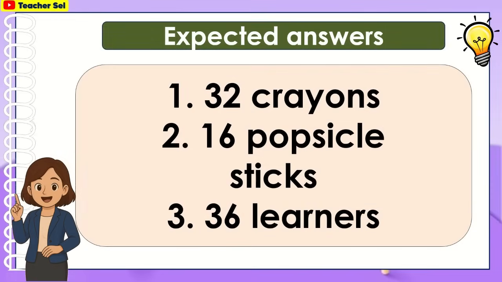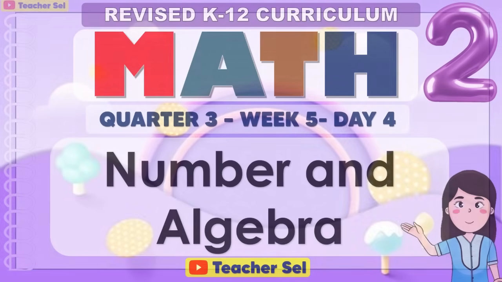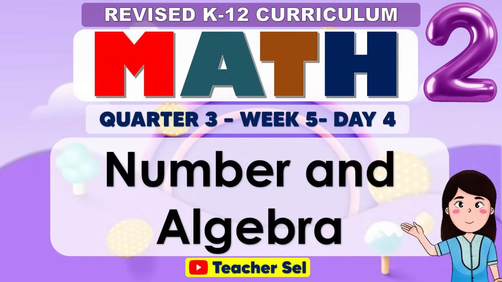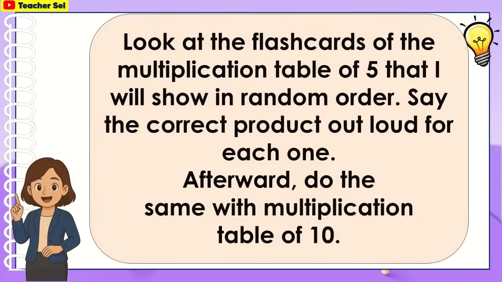Here are the expected answers. For day 4, look at the flashcards of the multiplication table of 5 that I will show in random order. Say the correct product out loud for each one. Afterward, do the same with the multiplication table of 10.